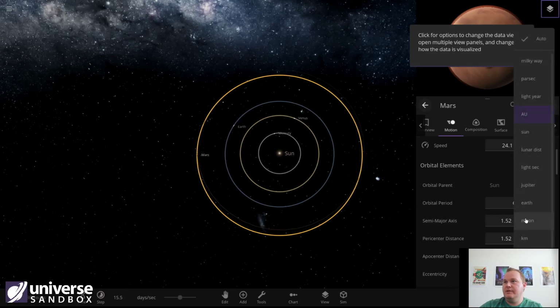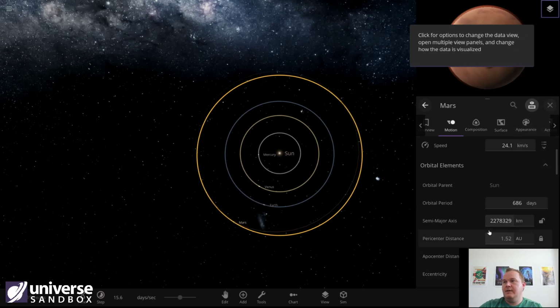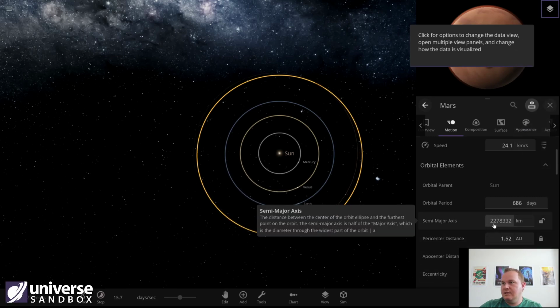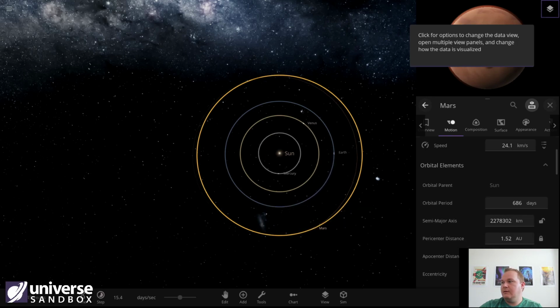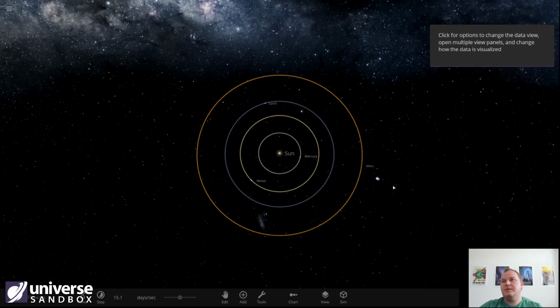In astronomical units, it's semi-major axis in, not suns, Jupiters. We want kilometers. Yeah, 2.278 million kilometers. There we go. Okay, so that's Mars. Let's pause for a second.